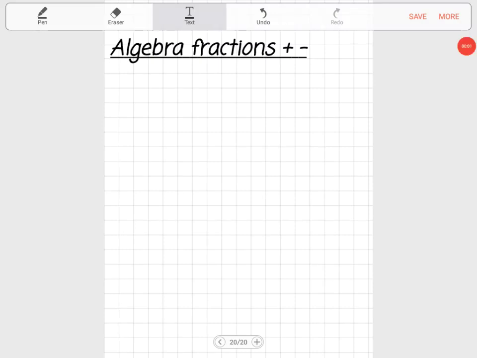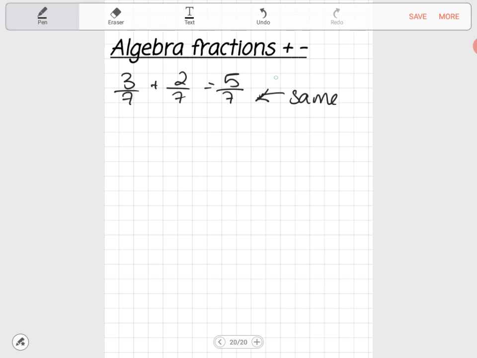We're going to look at some fractions and adding and subtracting them. So first we're going to look at a normal fraction skill when the denominators are the same. So say if you have 3/7 and you're adding another 2/7, well in total you have 5/7. Okay, so if the denominators are the same, the top just gets added.